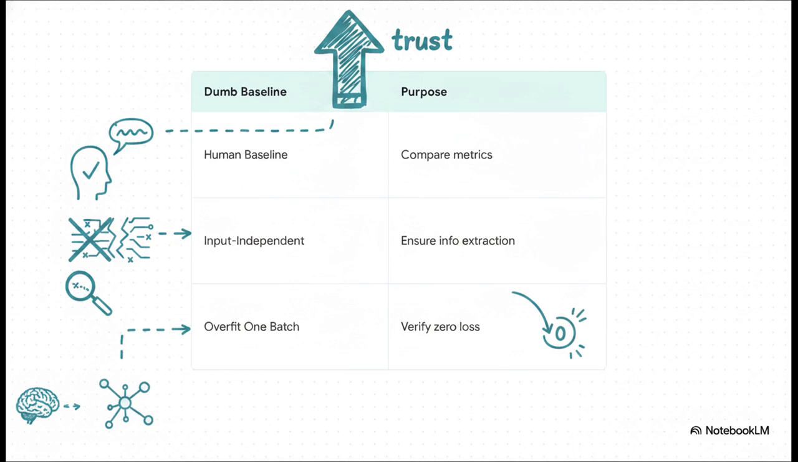First, you want to get a human baseline. Literally evaluate your own human accuracy on the dataset so you have a real interpretable metric to compare against. Next, train an input-independent baseline by literally setting all your inputs to 0. Think about it. The model should perform horribly. If it doesn't, well, your model isn't actually learning to extract information from the input at all. Finally, take just 2 or 3 examples and overfit that single batch. Make sure your model has the capacity to reach exactly 0 loss. If it can't even do that, you've got a fundamental bug in your setup and you simply cannot move forward until it's fixed.